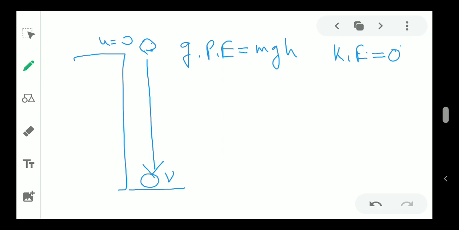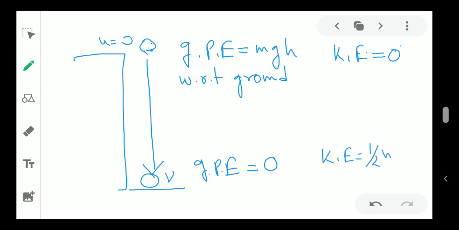So we can say that the GPE, that is gravitational potential energy, in this case will be 0 because the h value is 0. We are calculating this GPE with respect to our ground, so you must tell what your reference is. So gravitational potential energy with respect to ground was mgh, but now it is 0, and the kinetic energy has become half mv square.